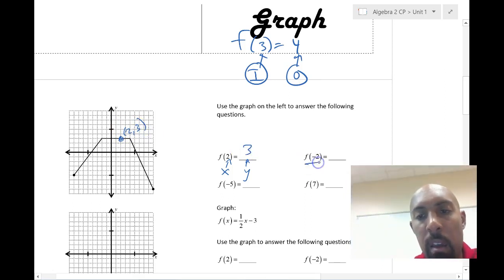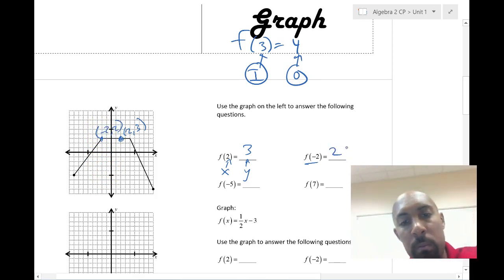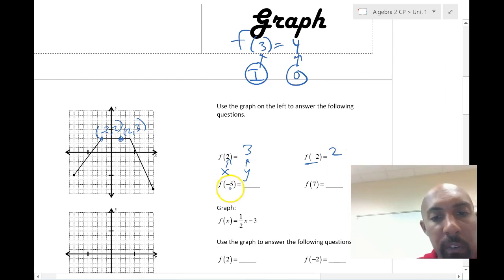Same thing here. If I'm at negative 2, I scan over to negative 2, go up to the graph, or if it's down here, you got to go down, and that's negative 2 and 2. So then the output there is 2. Then for negative 5, I scan over to negative 5, go down to the graph this time because it's below the line, and now that point is negative 5, negative 1. So that output is negative 1.